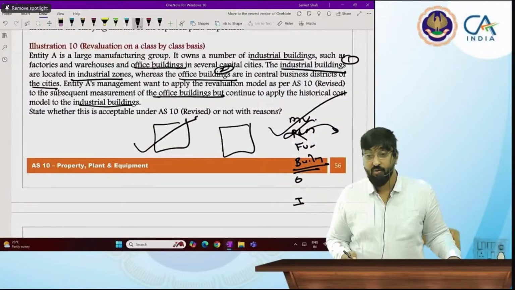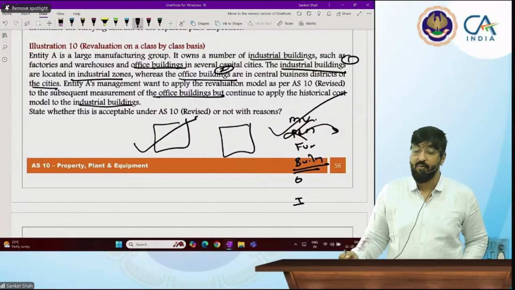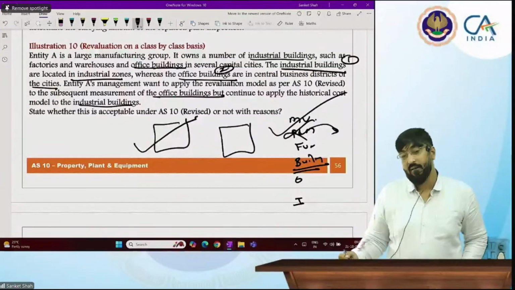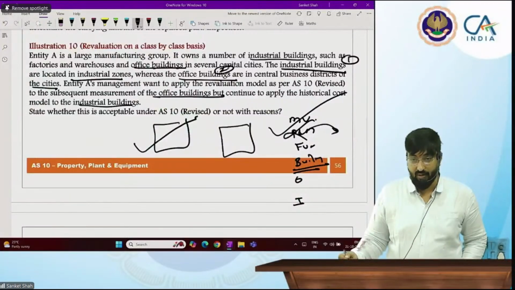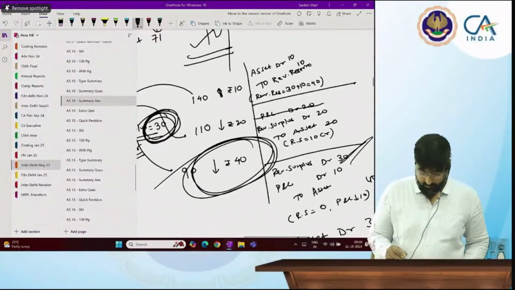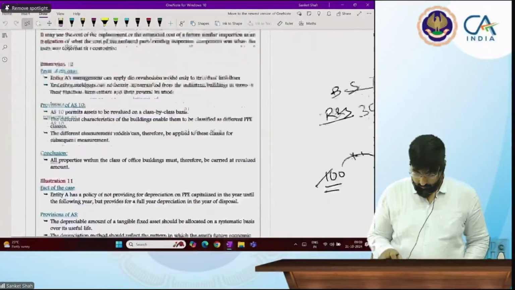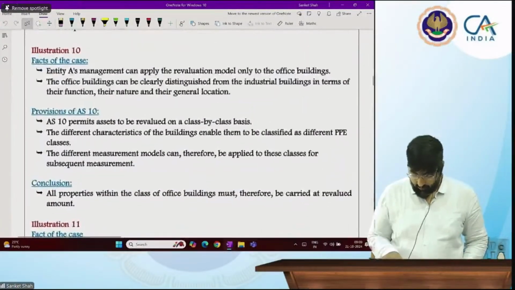Yes, sir. So this is called class by class basis. Class by class basis means one class you can revalue, another class you can continue with the cost model. That is allowed. Okay, read the answer. Illustration 10.